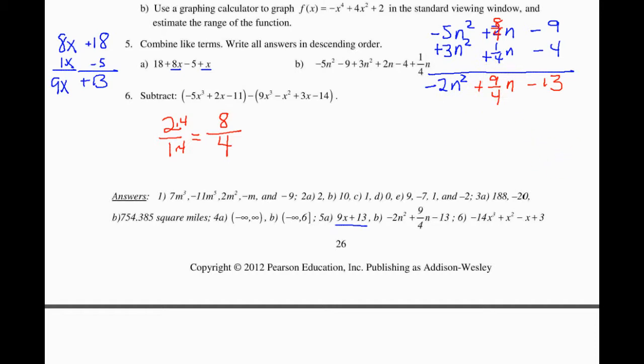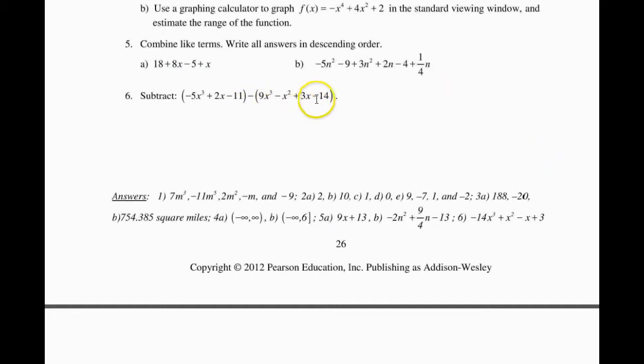Now, for number 6, again, the strategy of lining up your like terms vertically. So let's just do that. The first one is -5x cubed plus, now I don't have an x to the second here, so I'm just going to put a placeholder there. Does this have any value? No, it's 0. But it gives me a place to put my like term underneath.